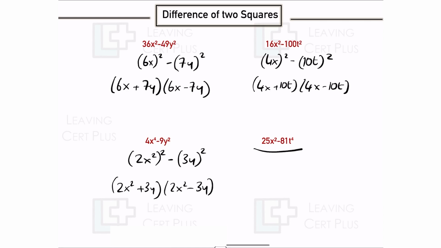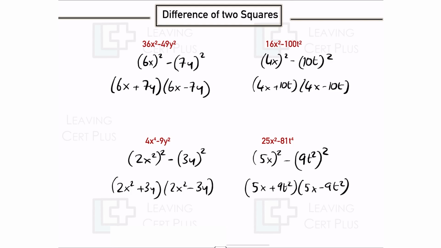If you haven't already, pause the video and give this one a go. So that's going to be 5x to be squared. From that, we have to take away 9, and that's t squared, all to be squared, because again, we have a power of 4. So that's going to be 5x plus 9t squared, and then 5x minus 9t squared. So hopefully you got that concept as well.